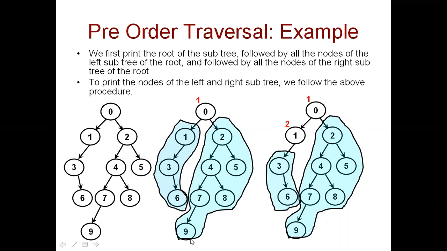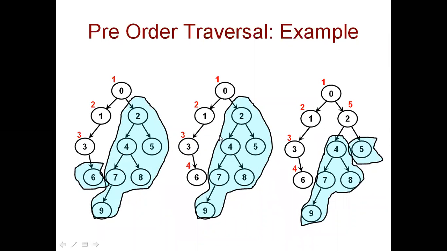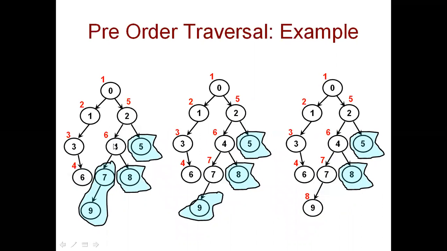In this right subtree, the root of that right subtree is node 2, so we'll go ahead and print node 2. That's the fifth vertex we printed. Now we'll go to the left subtree and print all the nodes in the left subtree of node 2. In the left subtree of node 2, node 4 is the root, so we'll go ahead and print the root, which is the sixth vertex to be printed. Then we'll go to the left subtree of node 4 and print all nodes there, starting from the root node, which is 7. That's the seventh vertex to be printed.